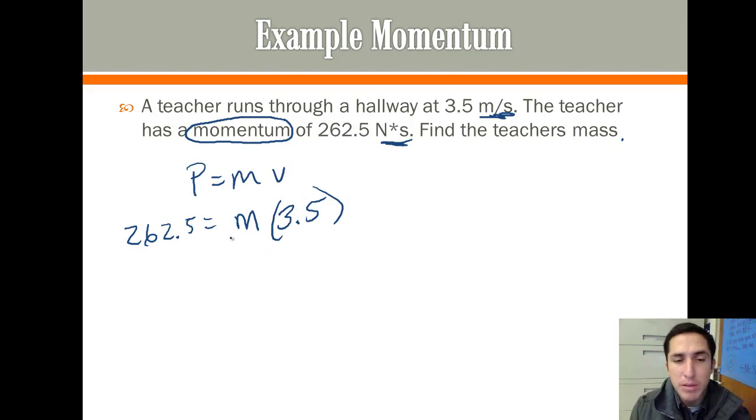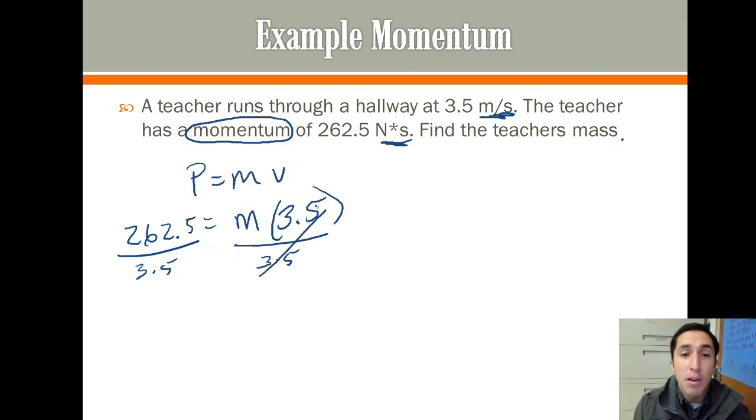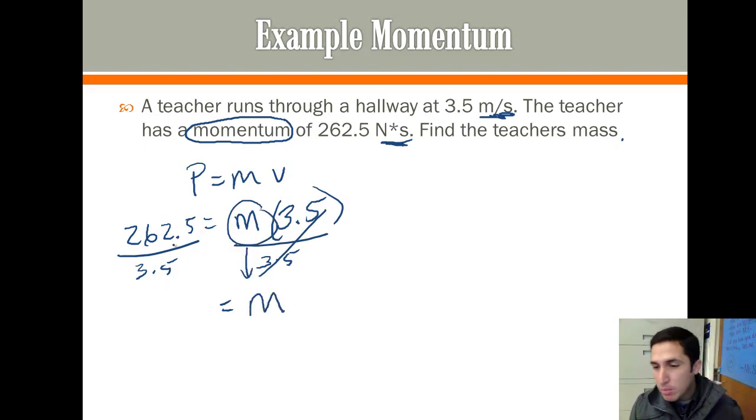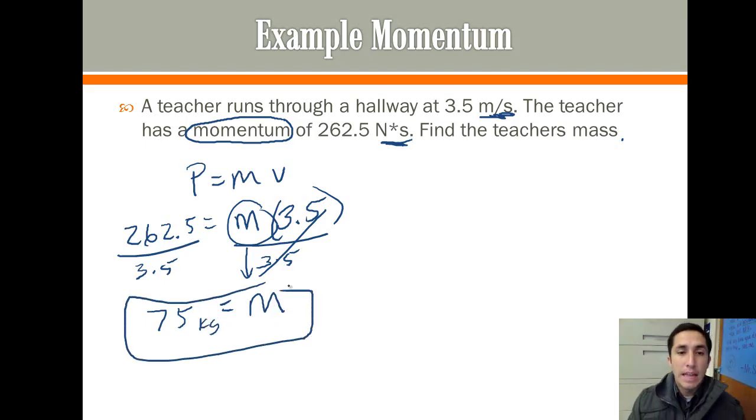Well, this is just like the last problem that we just did. The 3.5 is multiplying to the m. So how do we get it off? You will divide it on both sides. Now what happens to these 3.5s? They go away. Good, I'll take that answer. Your m just falls down. 262.5 divided by 3.5 is 75. This is a mass, so it's got to be in kilograms. And there we go, you're done.